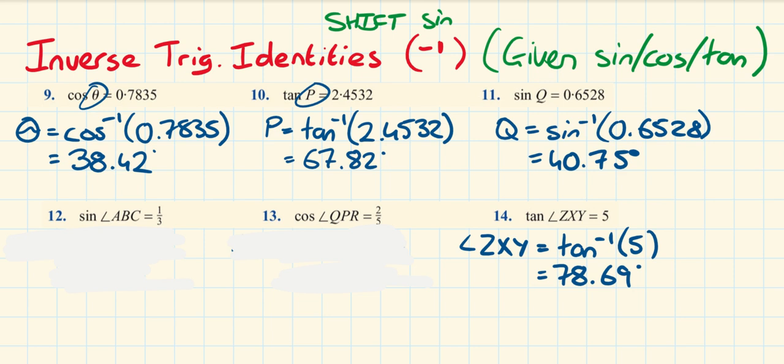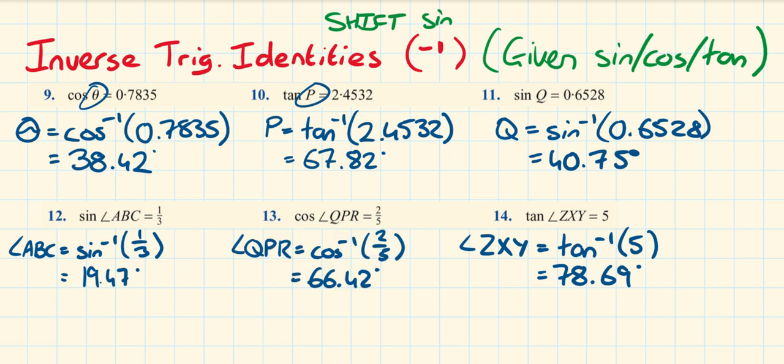So just take a second, you can try 12 and 13 there. I'll rub them out. So you should have got, using the same method, sine minus 1 of 1/3. So also it doesn't matter if it's a fraction, you just put it in as a fraction, you get 19.47. And cos minus 1 of 2/5, you get 66.42. The same going over there. So make sure you know whether to use the normal sine or the sine inverse, or cos or tan as well.